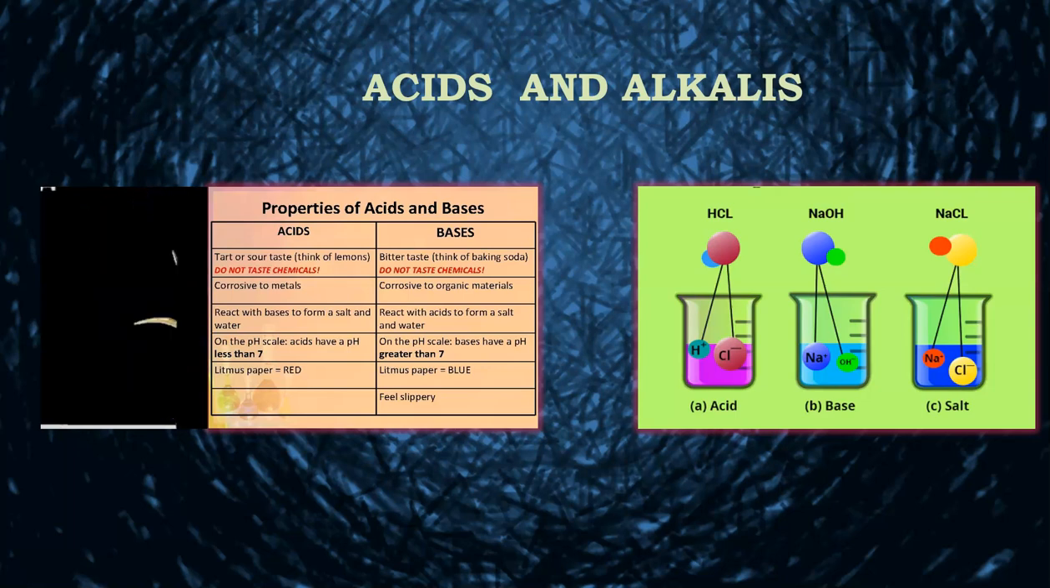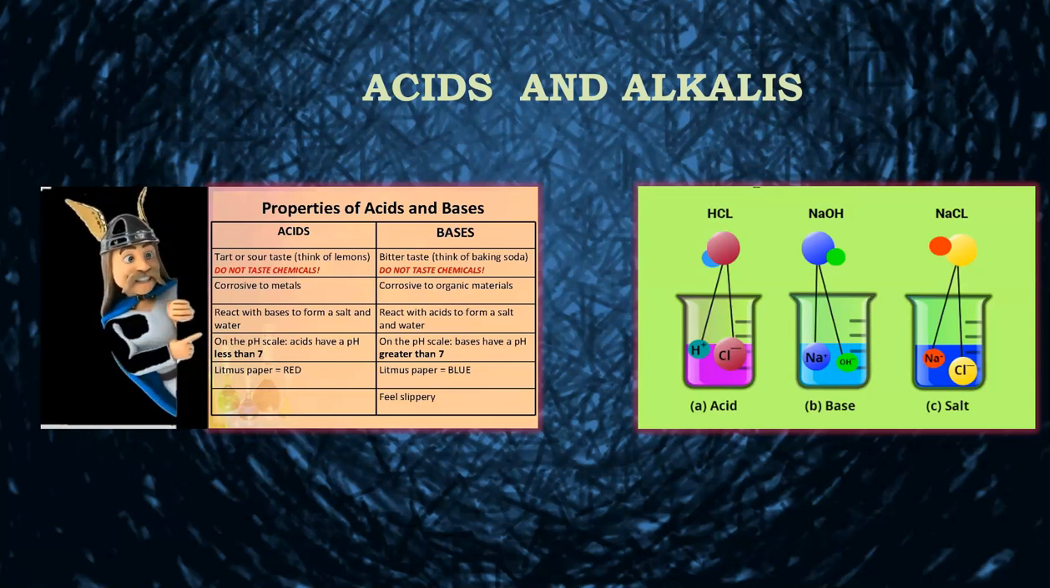Students, for your information, I will just mention this. 7 is not included in either acids or bases, because 7 is the pH value of neutral substances like water. For litmus paper, acids turn it red, and bases turn litmus paper blue. For a physical test, bases feel slippery.